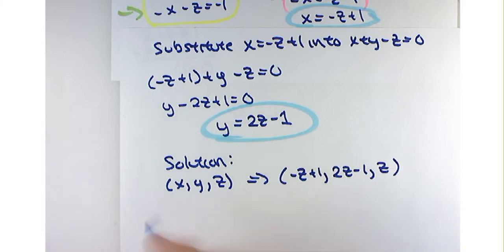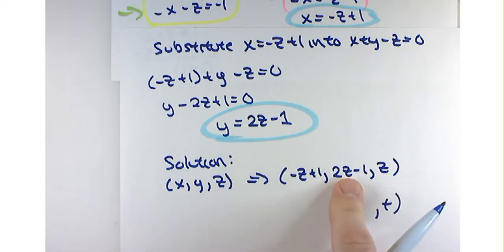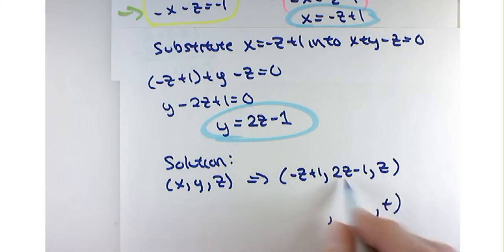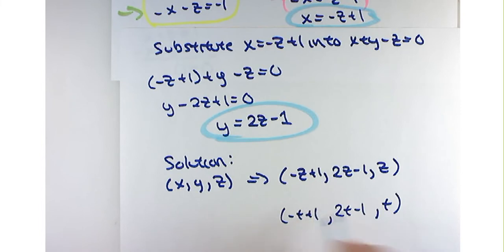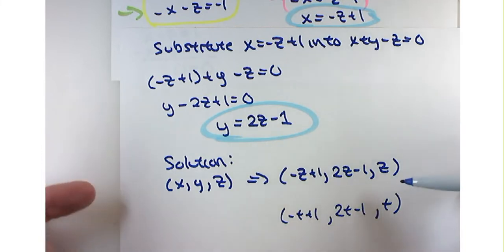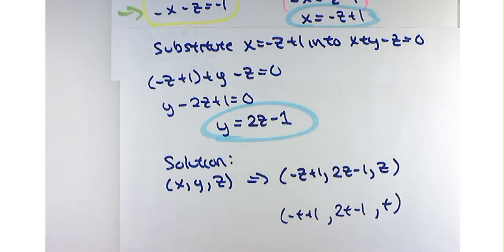Now, WebAssign might ask for it in terms of t or some other letter. If it was in terms of t, what would this be? Well, instead of a z, I'm going to put a t. So it's going to be 2t minus 1. And how about the first one? Negative t plus 1. So pay attention. In WebAssign, they might ask for it in terms of t as opposed to z. It's kind of going to depend on the whim of WebAssign. But I don't know that I'll have a real preference on an exam for that one way or another.